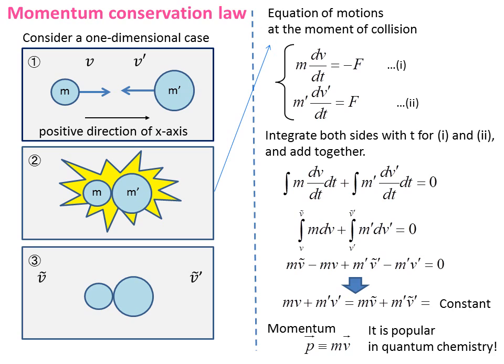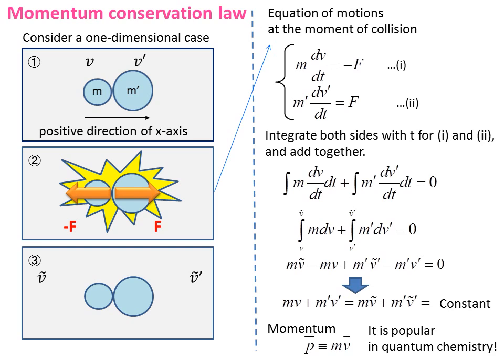Let the mass of one object be m and the mass of the other object be m prime. They approach each other with velocity v and v prime, and both objects collide. When there is a collision, the law of action and reaction works, so the same force works in the opposite direction. Let this force be F. After the collision, the two objects move apart. We will consider this speed as v tilde and v tilde prime.